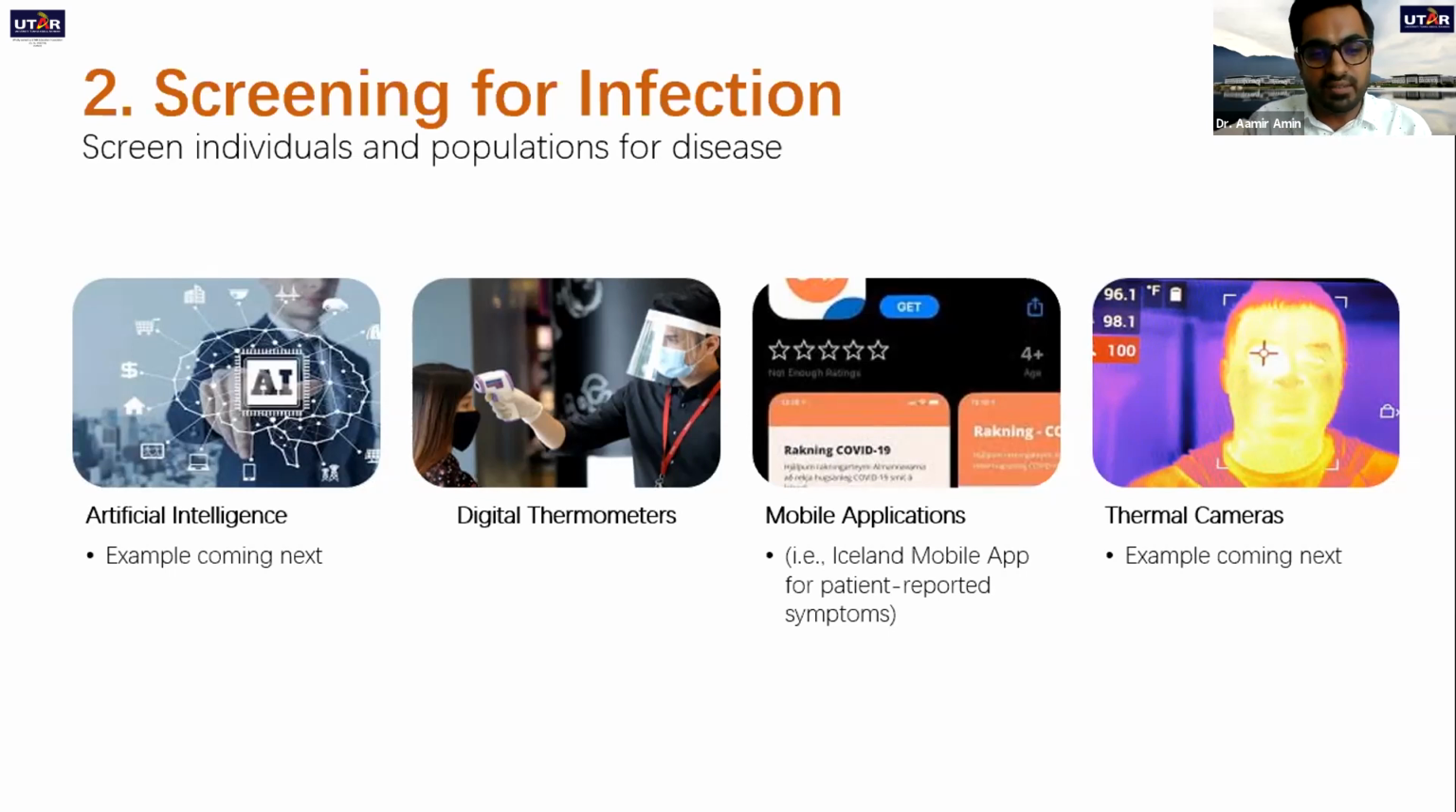We are all very much aware of digital thermometers. Wherever we go, we face one person holding this gun, in double quotes, a digital thermometer, trying to get our body temperature and to know whether you have certain symptoms or not. The third thing which helped was mobile applications. For example, in Iceland, they came up with one mobile app in which the people, if they have certain symptoms, key in the data in that app, and researchers use that data in order to know what kind of symptoms people are facing.